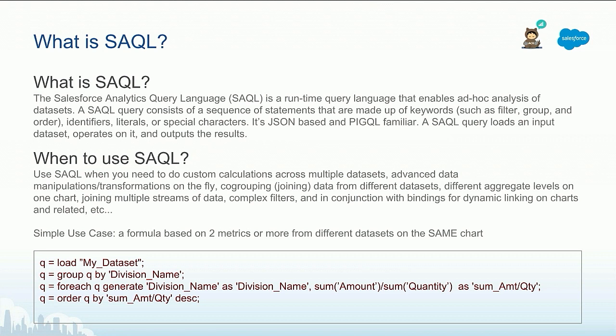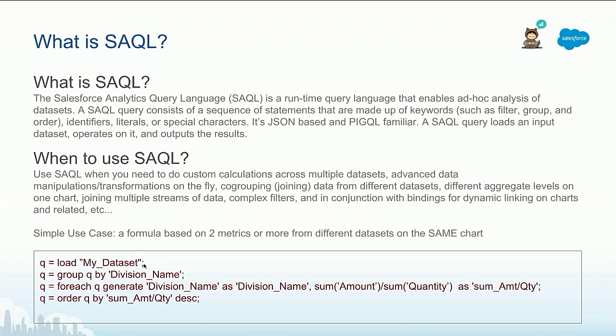And then for each row, this is Q, for each Q generate division name. For each one of these, you are generating the row with the division name and the aggregate across the 1,000 rows, whatever you're trying to calculate, for example the sum of amount or sum of quantity or some metric. And you can also order in the end.